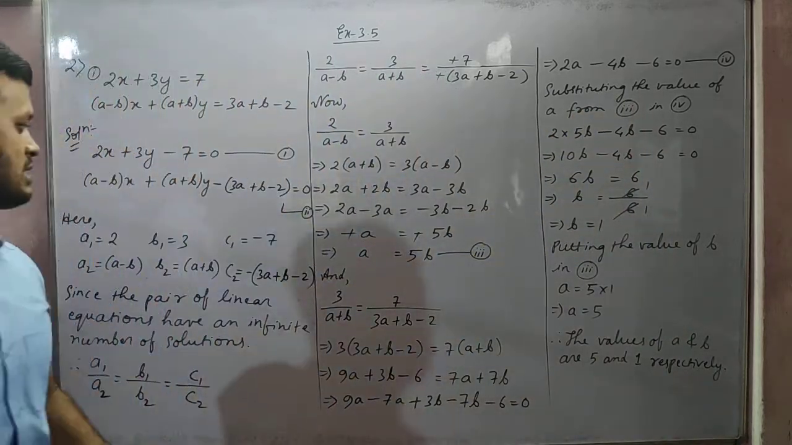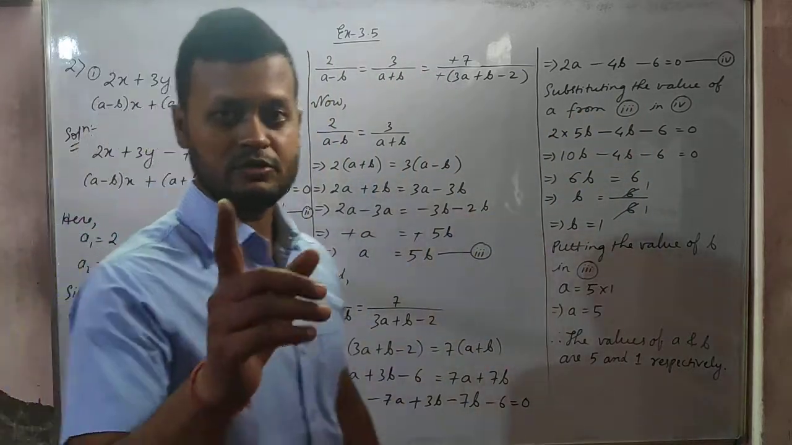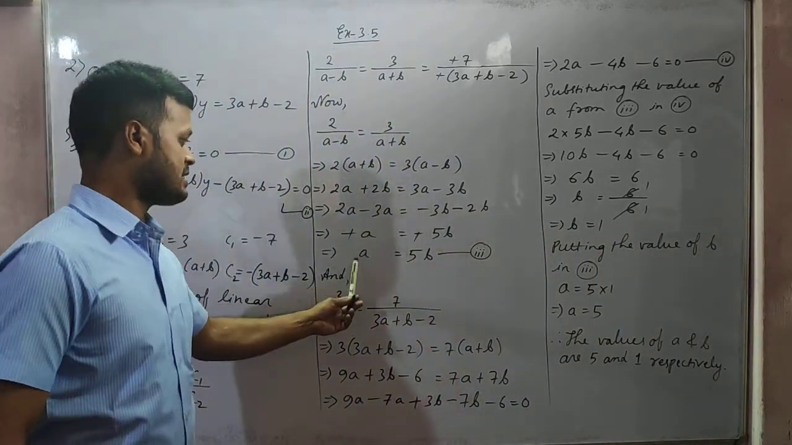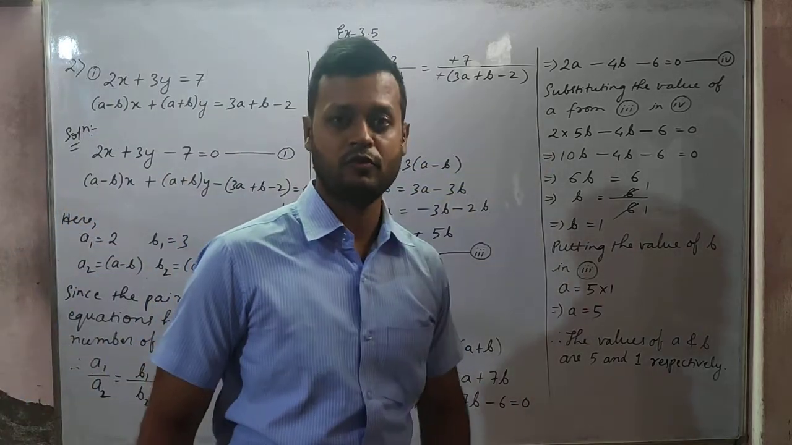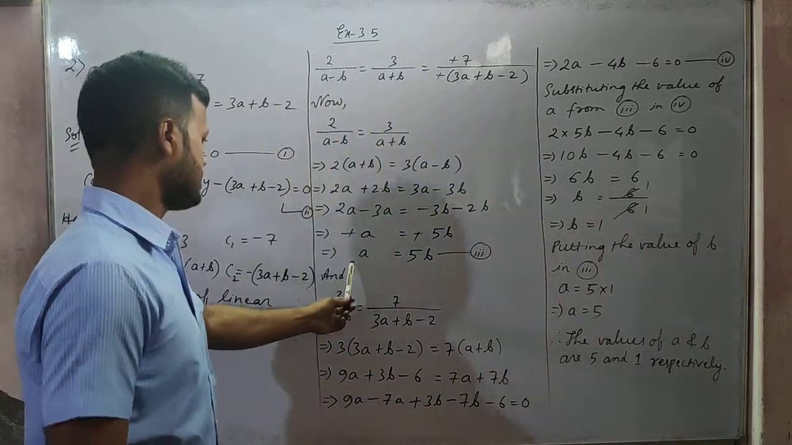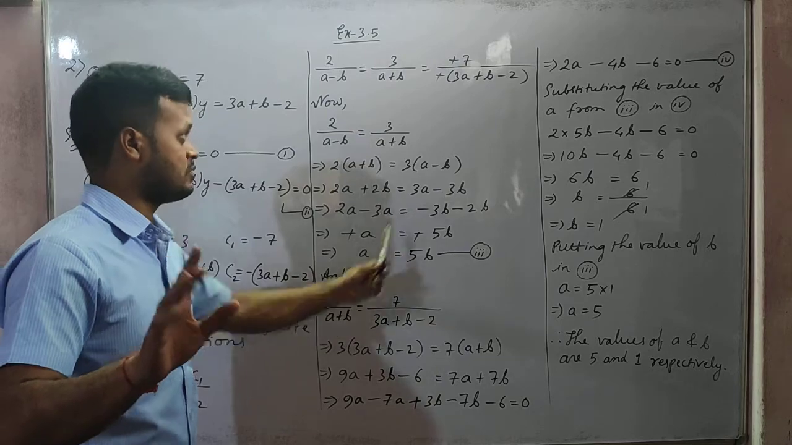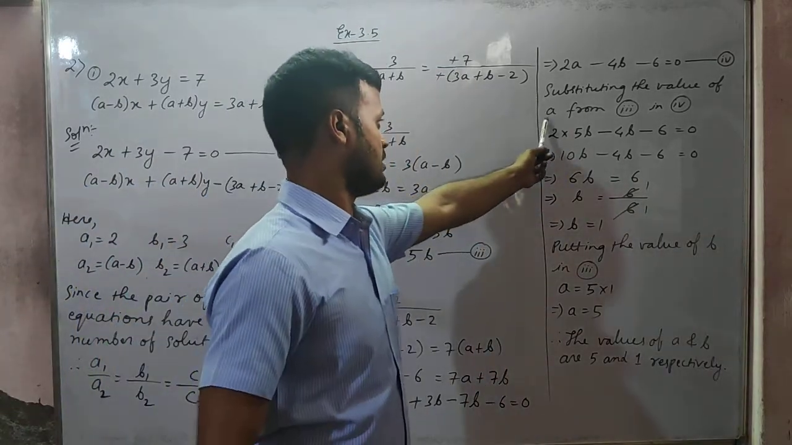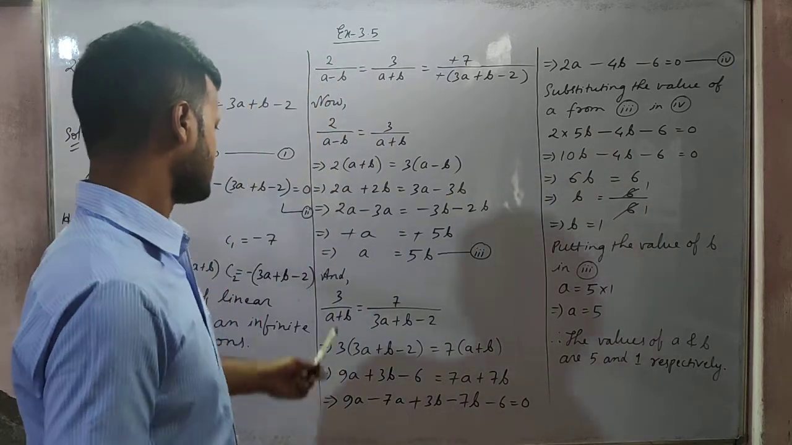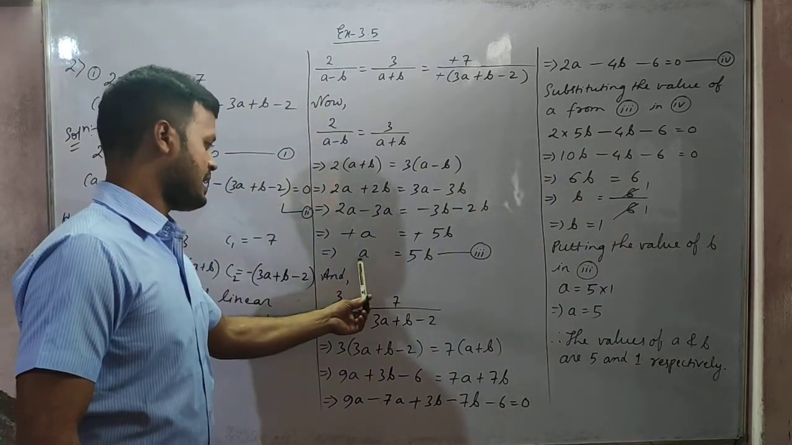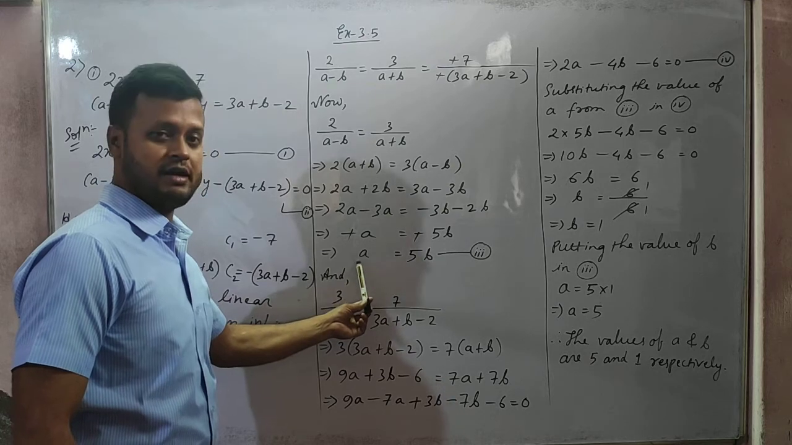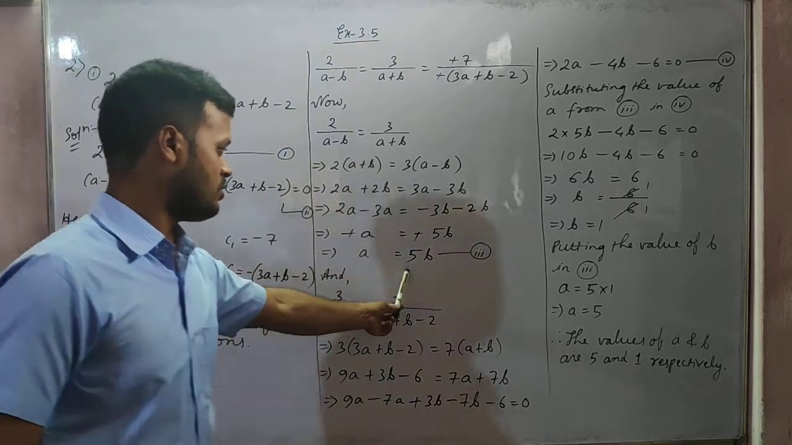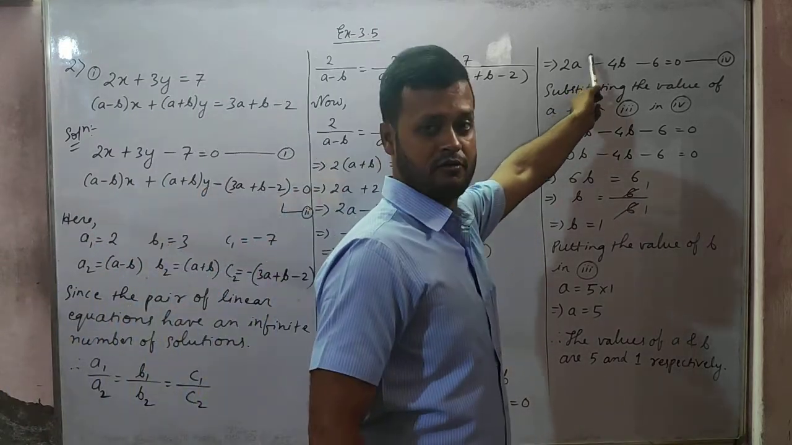Now substituting the value of a from 3 in 4. From 3 I will take the value of a and I will put it in equation 4. Understood? So I will take the value of a, students. I will follow the substitution method that we learned, no? So substituting the value of a from 3 in 4. From equation 3 I will take the value of a and I will put it in equation 4.